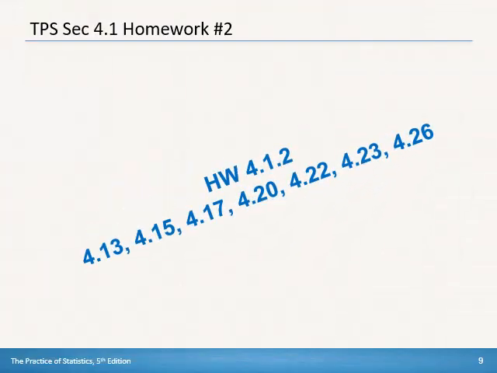Okay, your homework for part 2 here is listed. This is due next class.